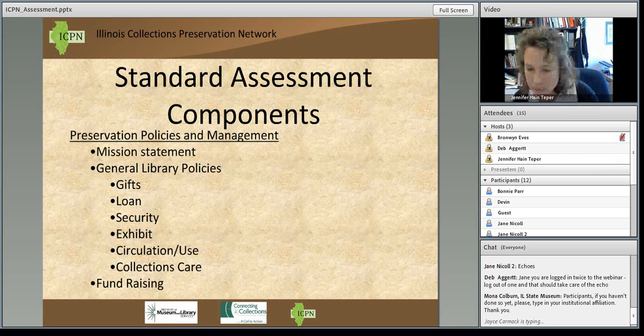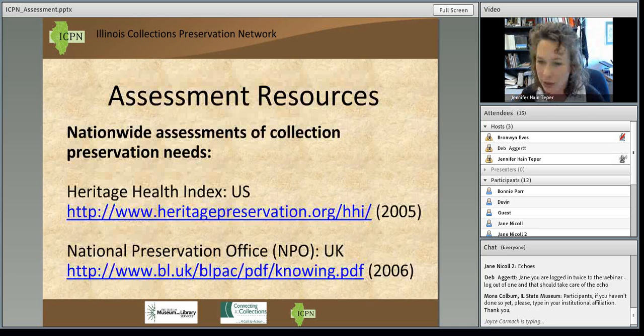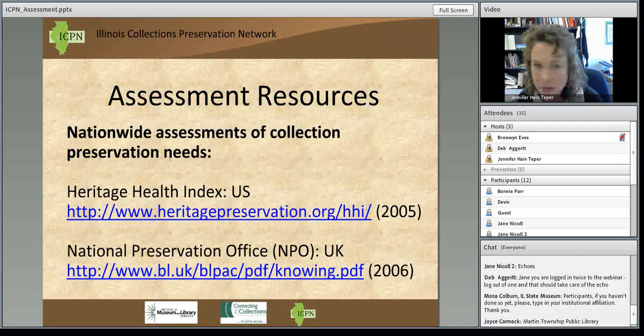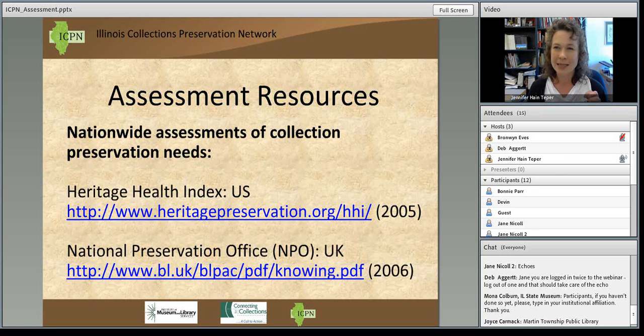Just checking chat here and making sure. Wanted to point you to a few resources, and for the sake of time, I was going to walk you through each of these very briefly, but I'm not going to do that because I want to make sure that we end this on time. But I will describe each of these, and I trust that you can go to the website after this is archived and check it out if you want to.